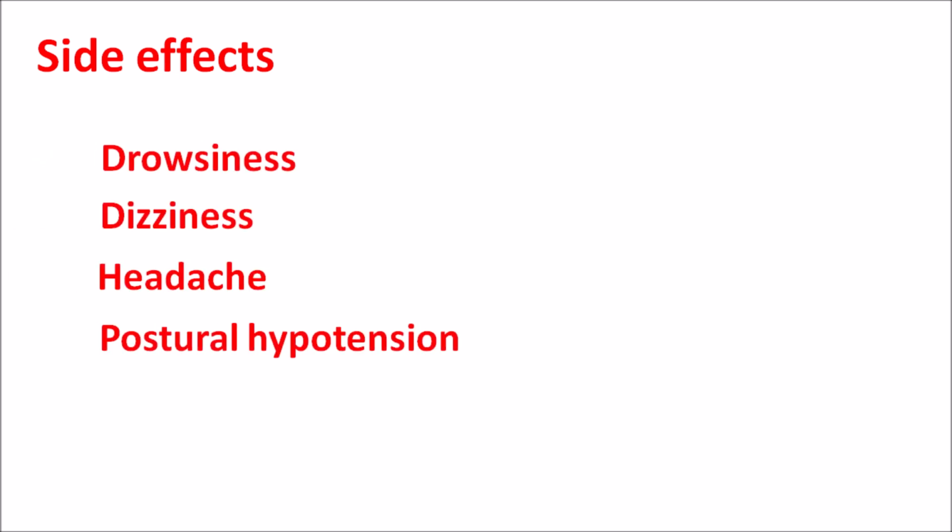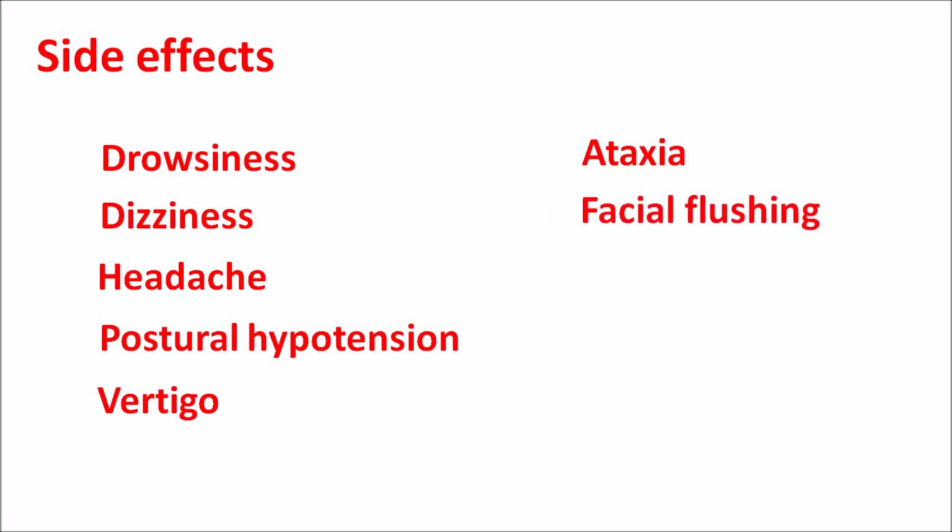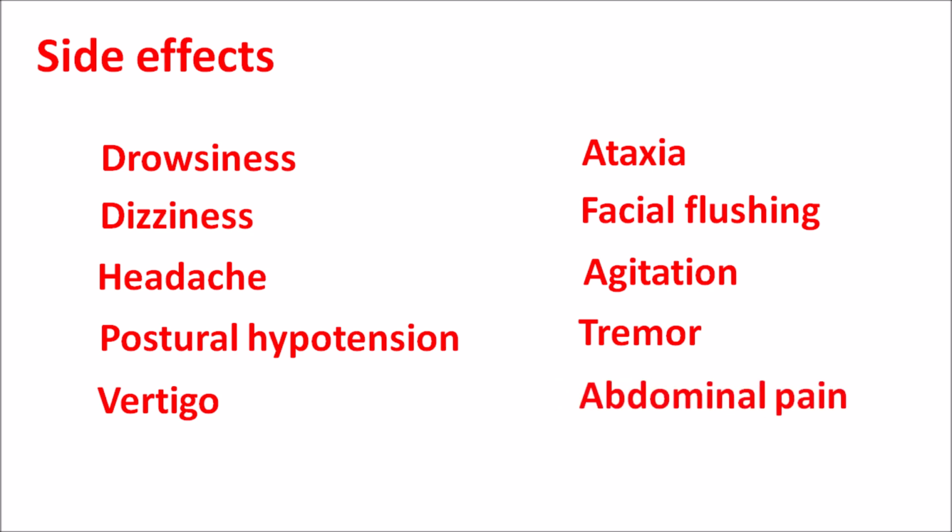What are the side effects? The important side effects of this drug are mainly related with central inhibition. It can produce some drowsiness, dizziness, headache, postural hypotension, vertigo, reeling sensation, ataxia, loss of balance. It can also produce some facial flushing resulting in the redness of the face, agitation, tremor, and it can also produce some abdominal pain and cramps within the patients.